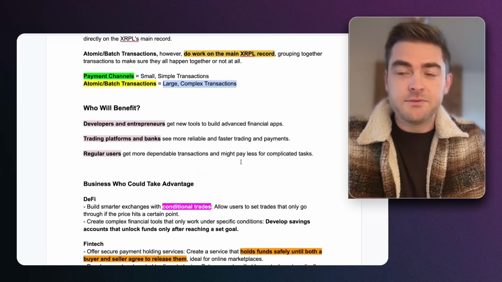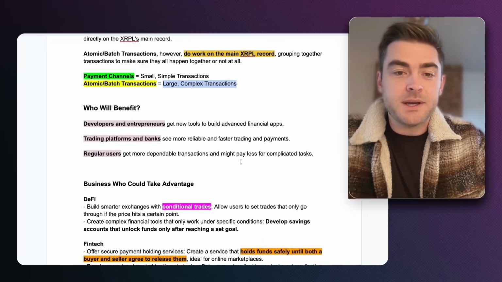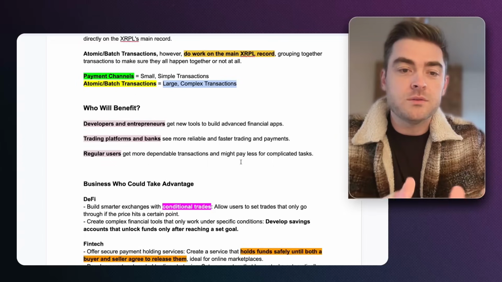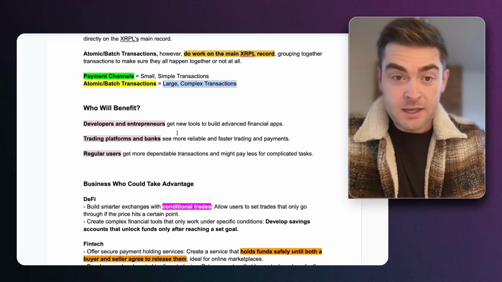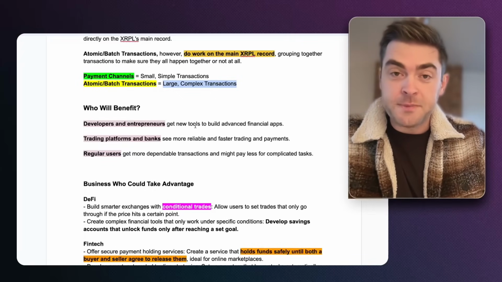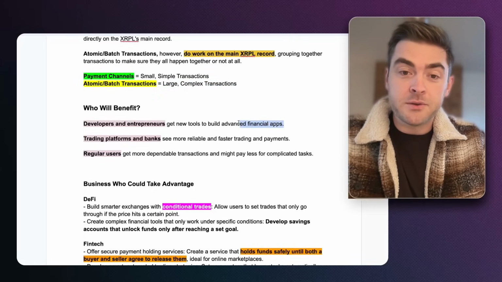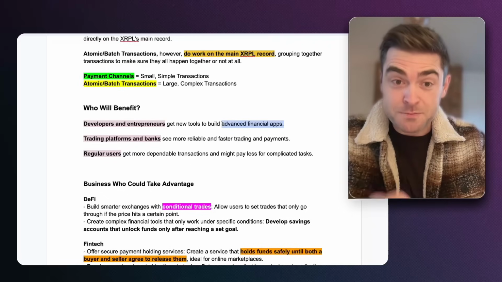And so it gets really into this question of, okay, all that theory is interesting, but who does it benefit? What is the point in this? What difference does it actually make? Well, what you'll end up having is lots of developers and entrepreneurs making new businesses because they can now build these advanced financial apps, which we're going to talk about in a second, just below here.